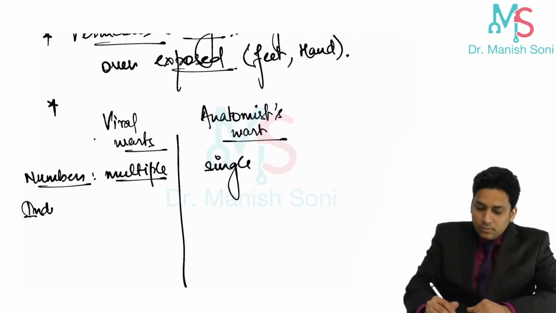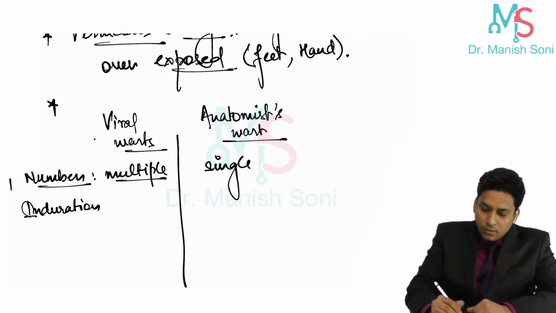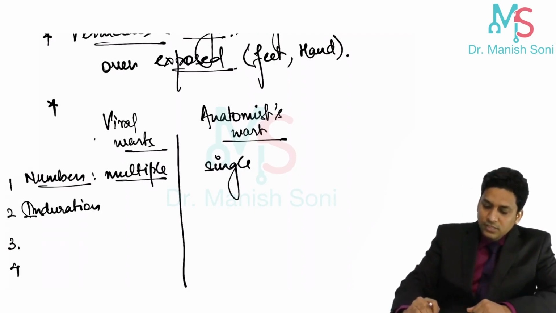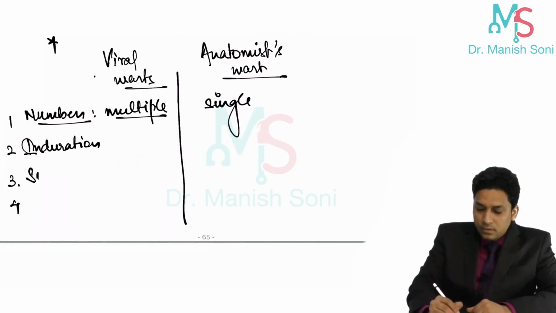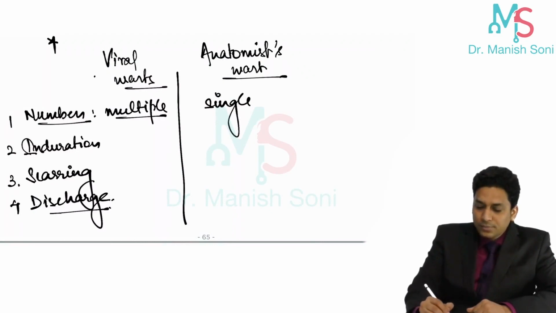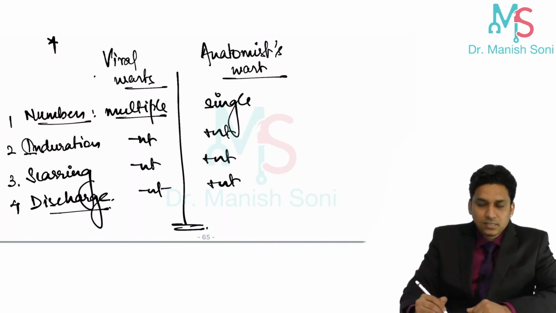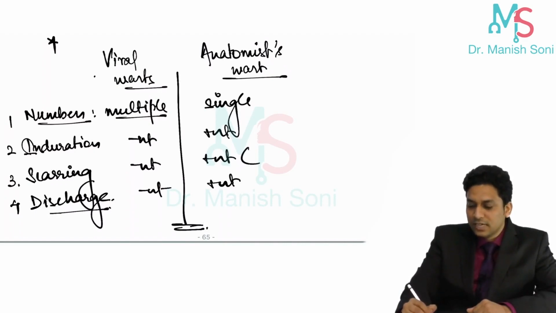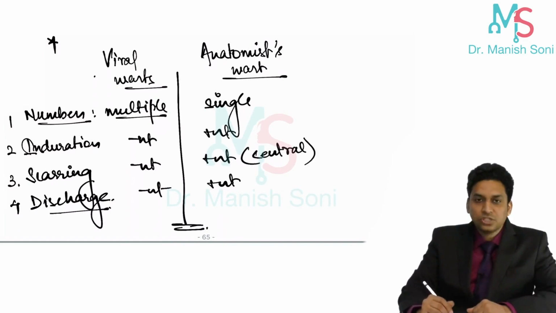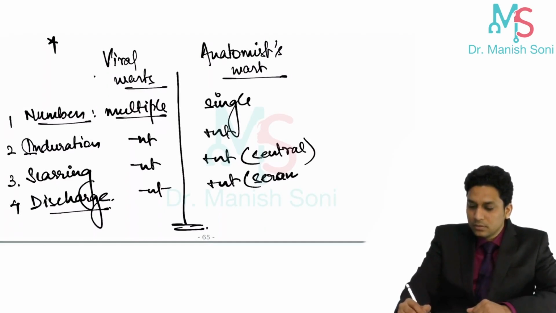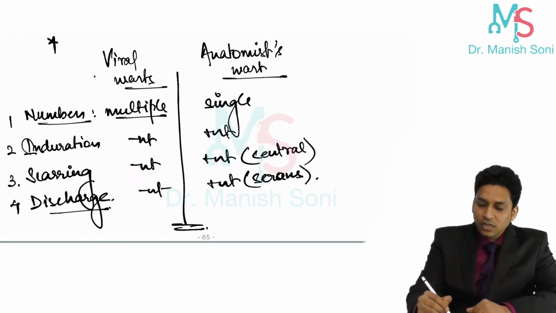Other few differences are induration, scarring and discharge. All these are absent in viral warts, while they might be present in anatomist wart. Induration is present in anatomist wart, scarring is present in anatomist warts, and it is generally central. And discharge is also sometimes seen in anatomist wart, and it is serous. So serous discharge. These are a few points which you can remember.